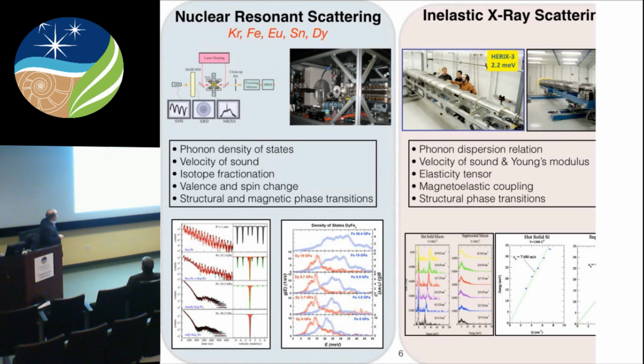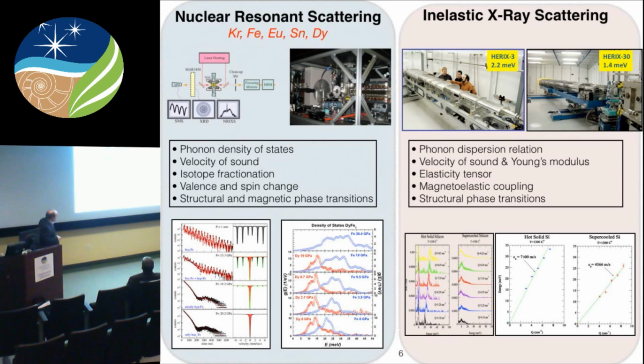So we have an instrument that is quite big, 6 meters here and 10 meters here, with about 1.5-2 millivolt resolution, where you can actually measure phonon dispersions by measuring the phonon excitation probabilities at different Q values, at different momentum transfer values. You can extract things like velocity of sound, Young modulus. If you have a good single crystal, you can do the elasticity tensor, and then you can look at magnetoelastic coupling and things like that. So this is the technique I will not talk about today.